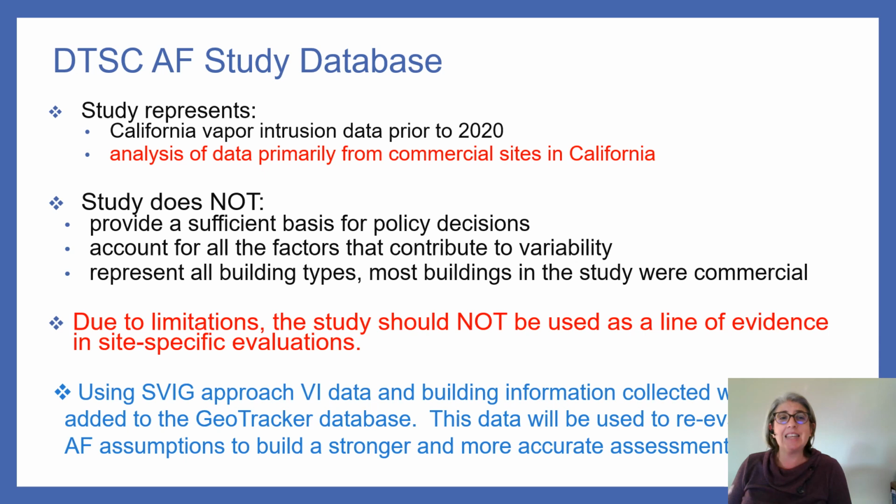It does not account for all of the factors that contribute to variability, especially things like whether the air conditioning or heating systems were turned on. And it does not represent all building types. Most of the buildings in the study were commercial. There were very few residential buildings, and all of them were in Southern California. So due to these limitations, the study should not be used as a line of evidence in site-specific evaluations.